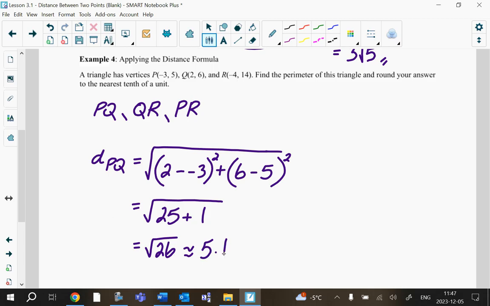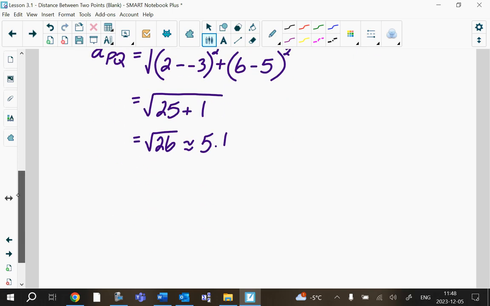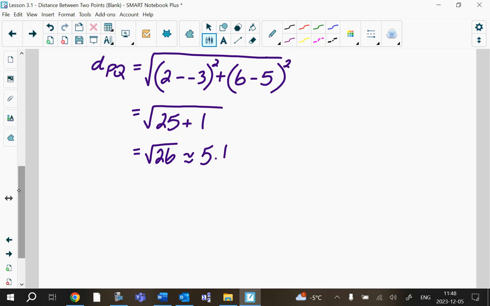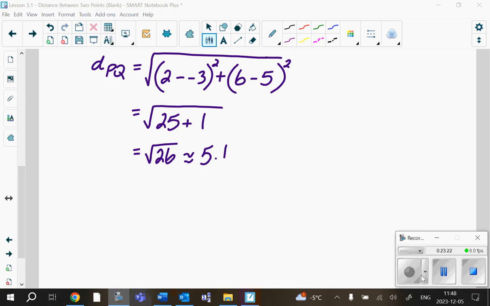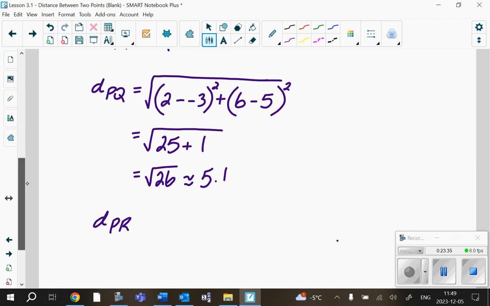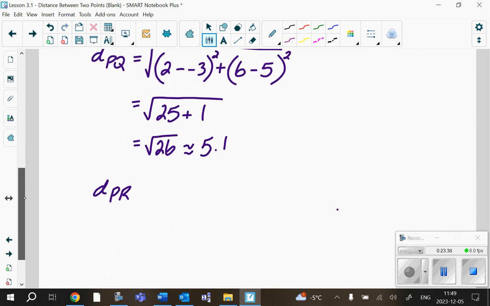That's one of them. I want you to find the other 2 now. Practice finding the other 2. So you need to use the distance formula again to find the distance from QR, or the length of QR. And then also the length of PR, or the distance from P to R. So let's do the distance from Q to R. That was the next one.